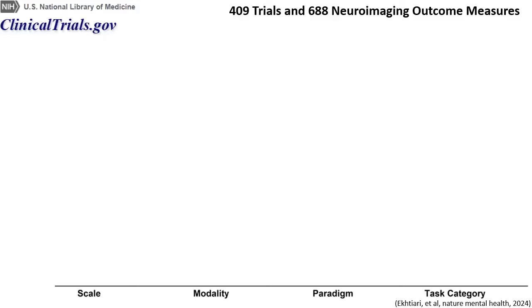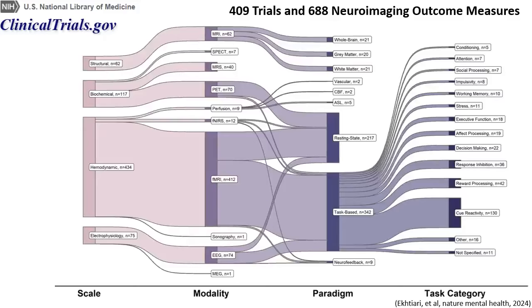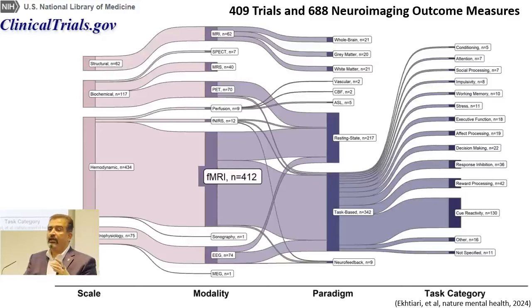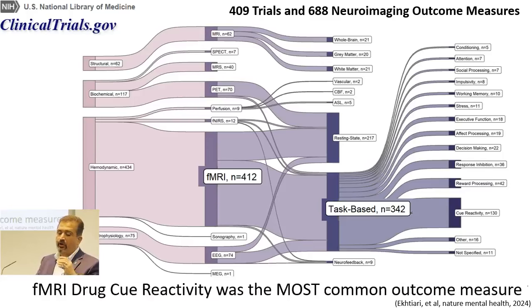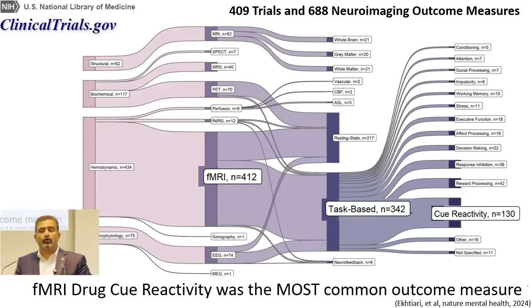And when you go to the details of those neuroimaging measures, as you can see here, the most frequent modality is fMRI. People are using EEG, structural MRI, PET, SPECT, other modalities. The most frequent modality is fMRI. And the most frequent type of fMRI is task-based fMRI. And the most frequent type of task-based fMRI is drug cue reactivity. So drug cue reactivity is the most frequent version of fMRI that is being used in the actual assessment of outcome measures in clinical trials.